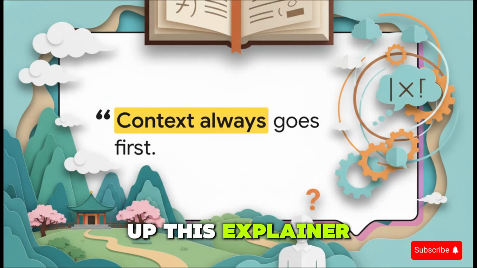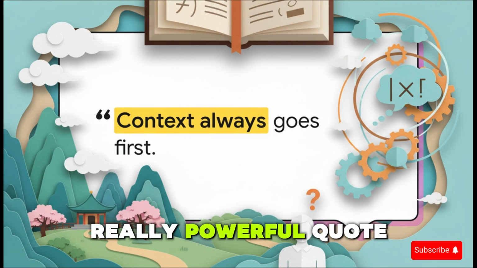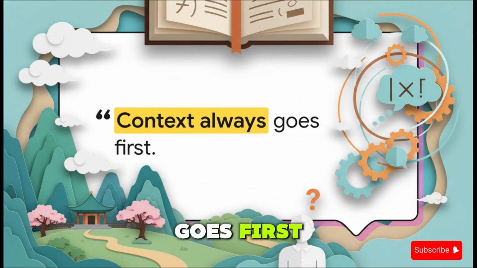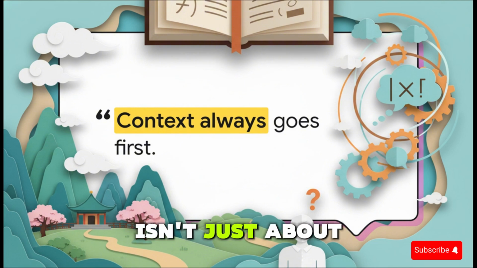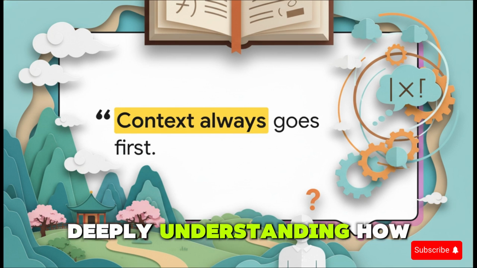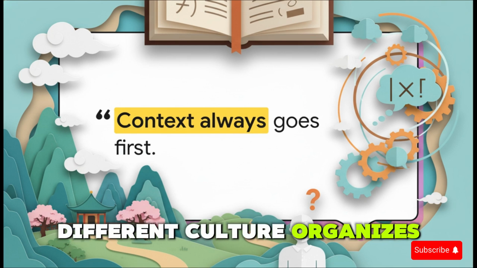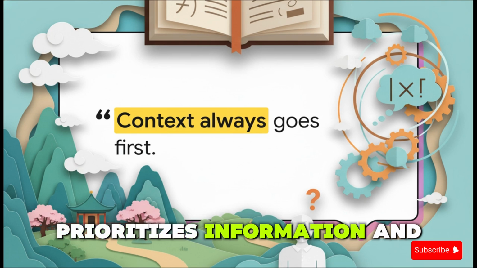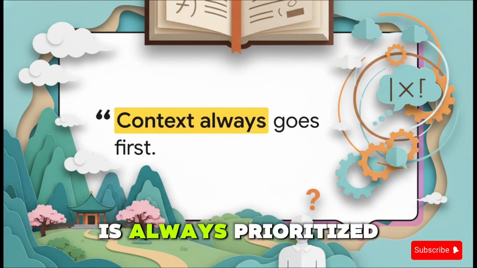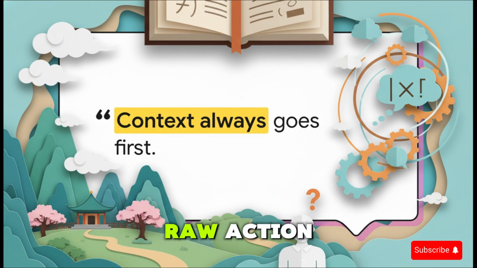As we wrap up this explainer, I want to leave you with this really powerful quote from our source material. Context always goes first. You see, learning grammar rules isn't just about memorizing arbitrary formulas on a whiteboard. It is about deeply understanding how an entirely different culture organizes its thoughts, prioritizes information, and views the world. In this system, setting the environment is always prioritized over the individual's raw action.